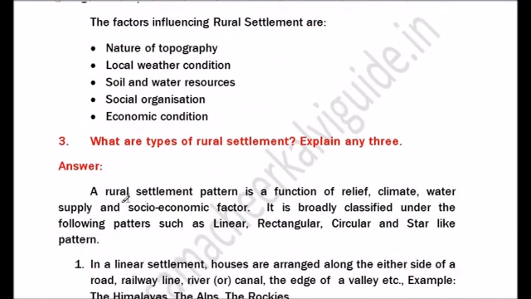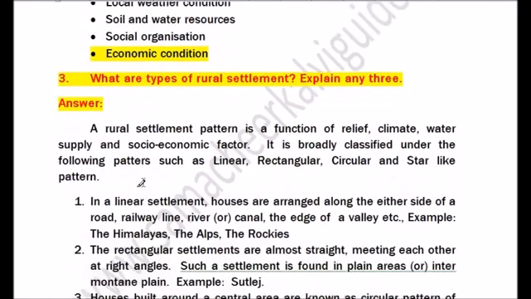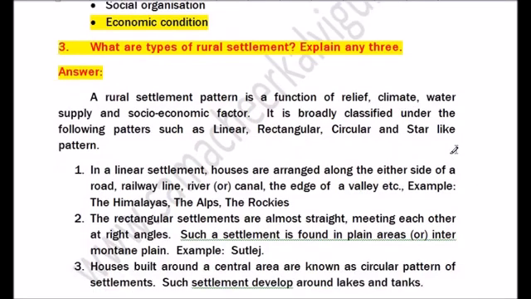Moving to question number 3. What are the types of rural settlement? Explain any 3. A rural settlement pattern is a function of relief, climate, water supply and socio-economic factors. It is broadly classified under the following patterns such as linear, rectangular, circular and star-like pattern.